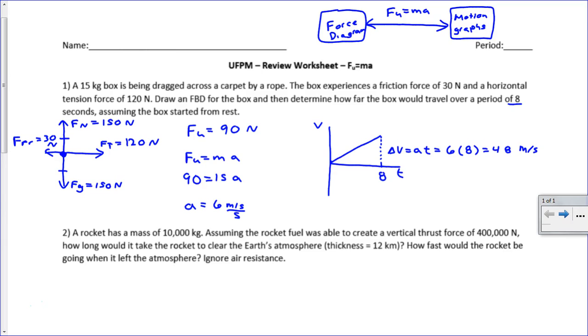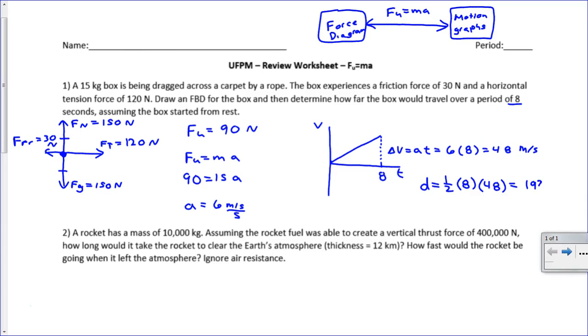Then to find the distance traveled, we need to find the area of that. The area of a triangle is 1/2 base times height, so distance traveled equals 1/2 times the base, which is 8, times the height, which is 48. You multiply those and you get 192 meters traveled.